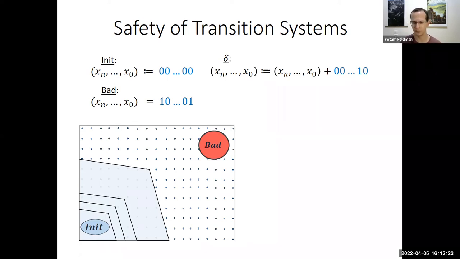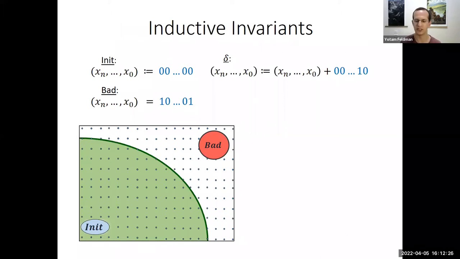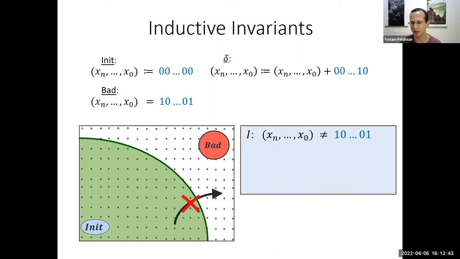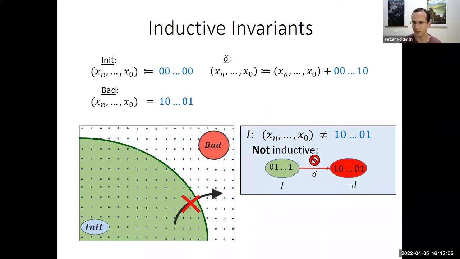So we want to prove that if we start from 0 and iteratively add 2, we can't get to this number. To do that, we want to find an inductive invariant, which is a set of states that contain the initial states, exclude all the bad states, and it's closed under transitions of the system. It's inductive. So if you start from a state inside the invariant and make a transition, you also end up in a state inside the invariant. So for example, the property that the number is never the bad number, of course, holds. It's an invariant, but it's not an inductive invariant because there is a transition from a state that's not the bad number, which by adding two gets to the bad number. So this property is not inductive. It's not closed under transitions of the system.